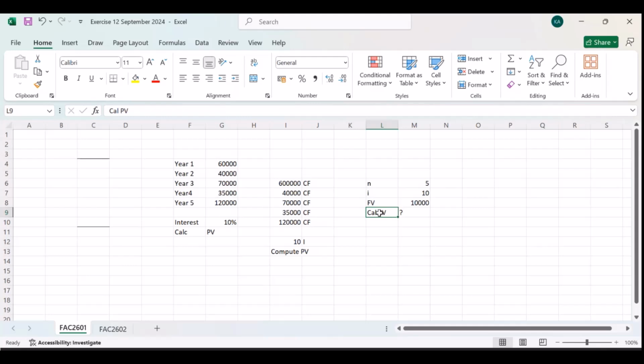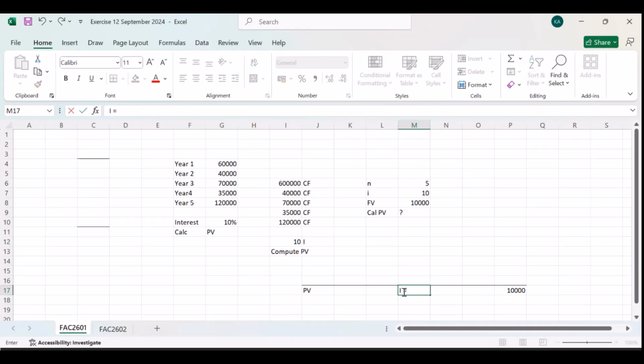Why? Because in this case, if we draw a timeline like this, you are standing here today at present value, and you have your future value being 10,000. Your I equals 10, so you have an interest rate of 10.